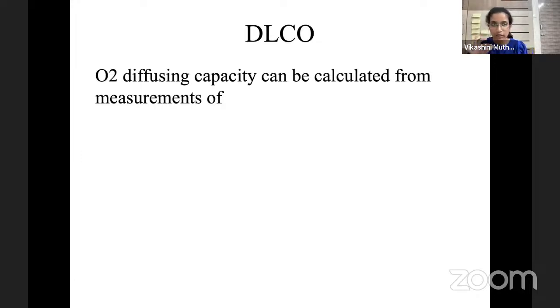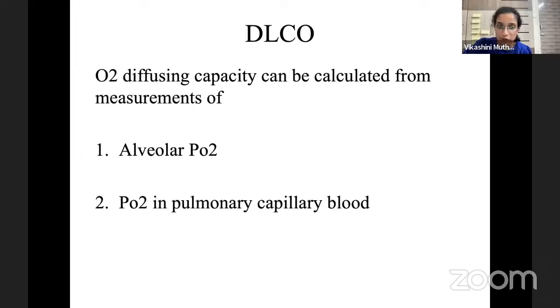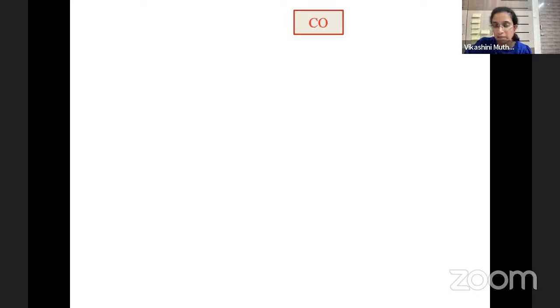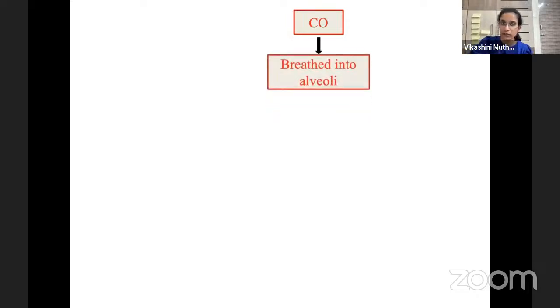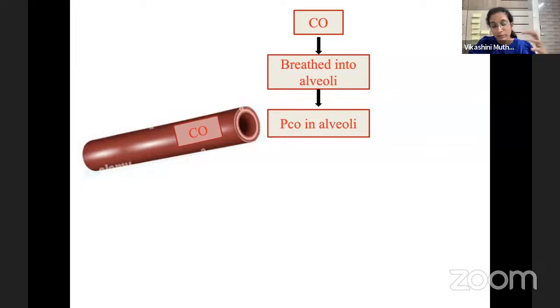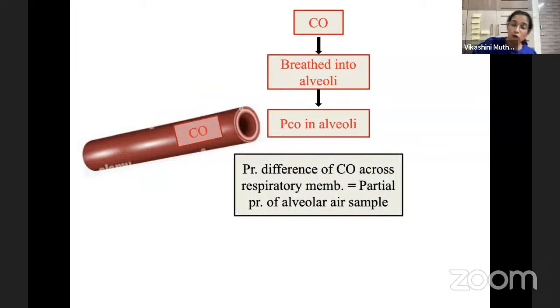So basically, to find out the oxygen diffusing capacity, the measurements you need are the alveolar partial pressure and the partial pressure of oxygen in the pulmonary capillary blood and rate of oxygen uptake. But all of this is very difficult to calculate directly. So that's why you ask the patient to breathe in carbon monoxide, and you obviously know that the carbon monoxide now reaches the alveoli and the affinity is 100%. So the carbon monoxide is very easily soluble into the hemoglobin and in the blood. Now the other fact which you have to know is that since the affinity for the hemoglobin is 100% for carbon monoxide and it is easily soluble, the pressure difference of this carbon monoxide across the respiratory membrane is equal to the partial pressure of the alveolar air sample.